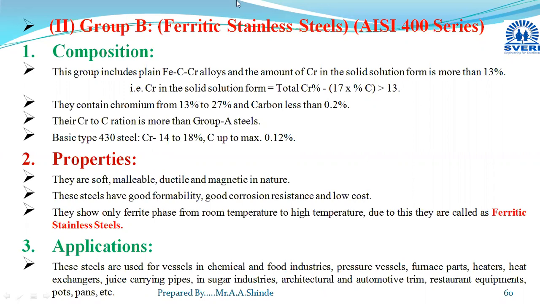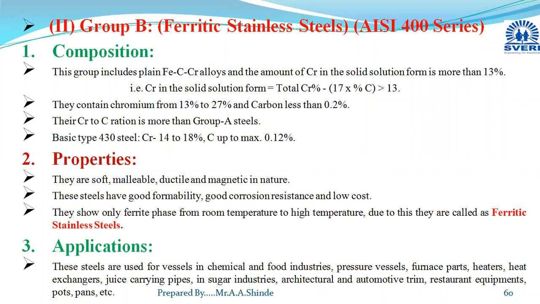Chromium in the form of solid solution is equal to the total amount of chromium minus 17 times the percentage of carbon. This much chromium will combine with carbon and form the respective carbides. In this group B, chromium in the form of solid solution is more than 13%. The general amount of chromium present is 13 to 27%, and carbon is less than 0.2%. Here the chromium to carbon ratio is more than in group A steels.